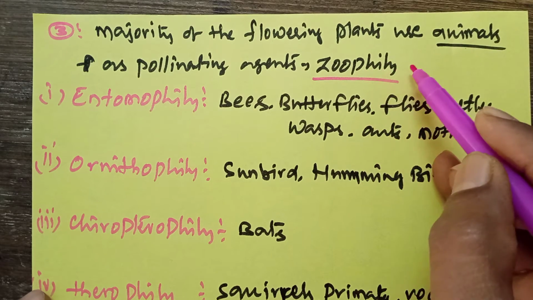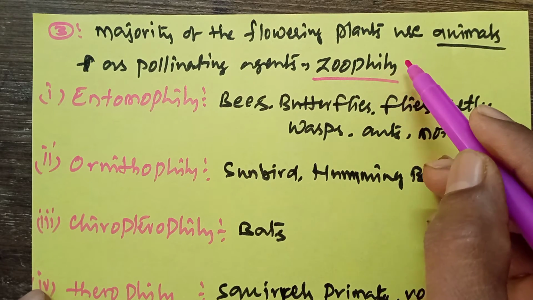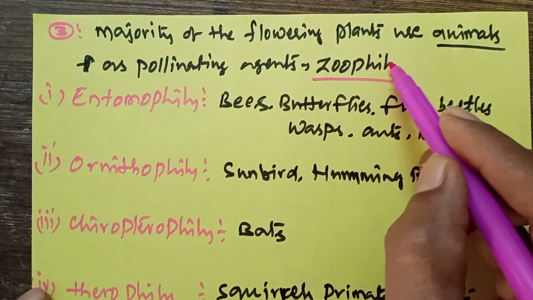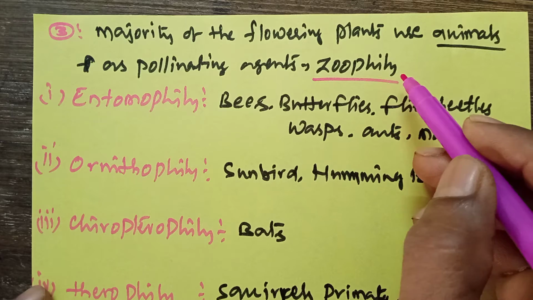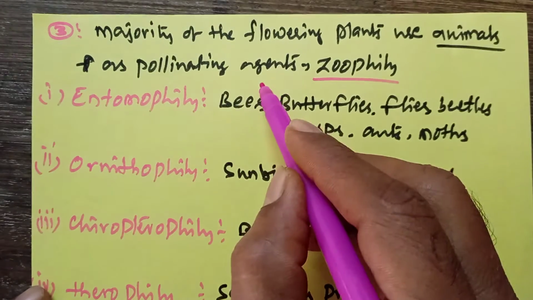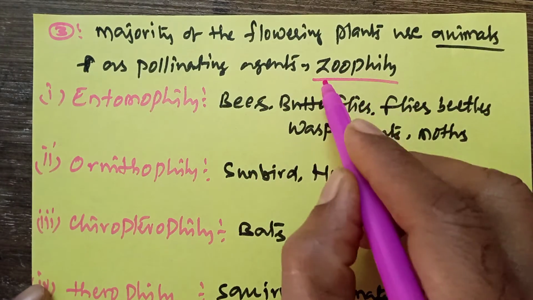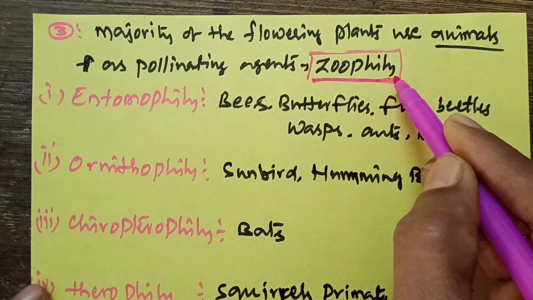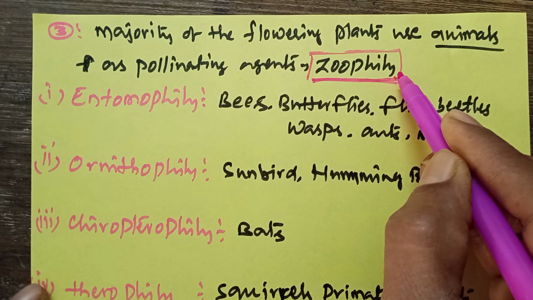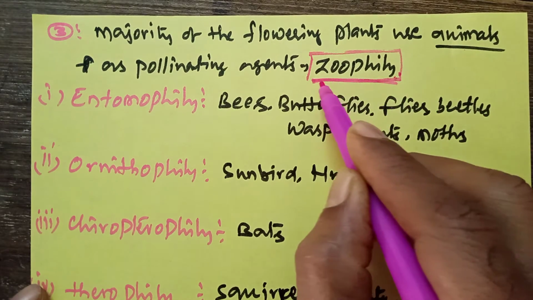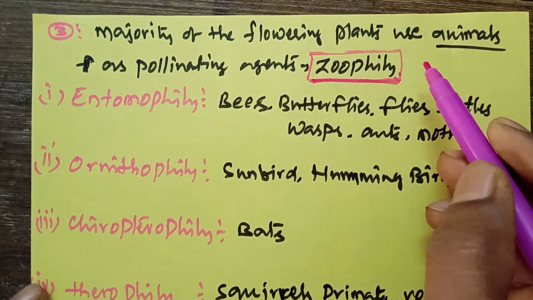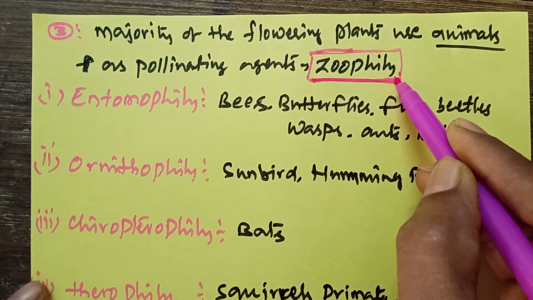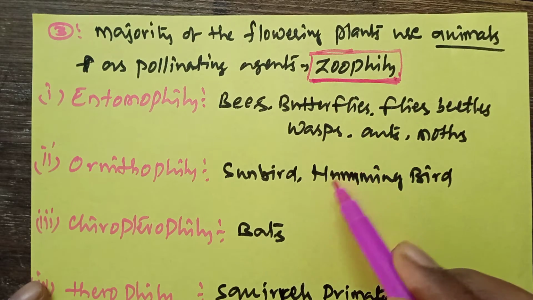Now come to biotic pollination. Biotic pollination means pollination by biotic agents. Biotic agents are animals which participate in the pollination process. That pollination is called biotic pollination, or technically zoophily. Zoophily means animals participate as agents for pollination. The majority of flowering plants prefer biotic pollination or zoophily.